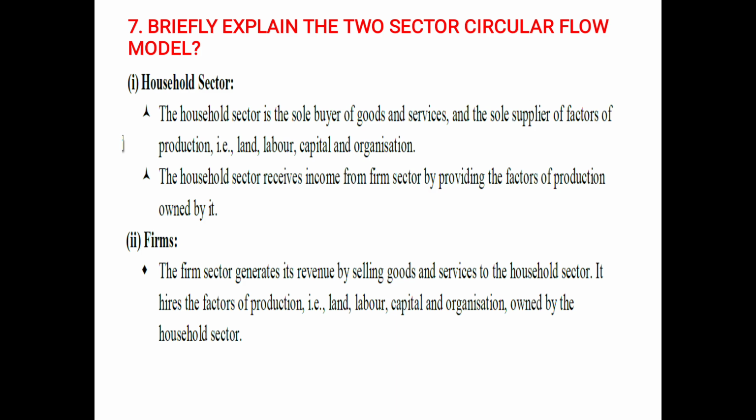Next one is, briefly explain the two-sector flow model, household, firm. All of us know the two-sector economy has only households and firms. How about the household? The household sector is the sole buyer of goods and services and sole supplier of factors of production. That is, the factors of production are land, labor, capital and organization. So the household sector receives income from the firm sector by providing factors owned by it.